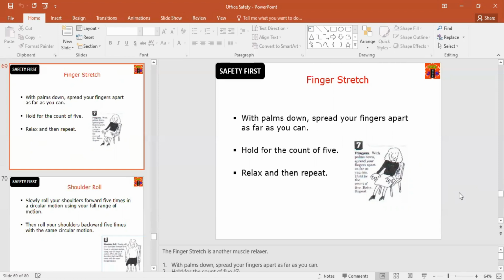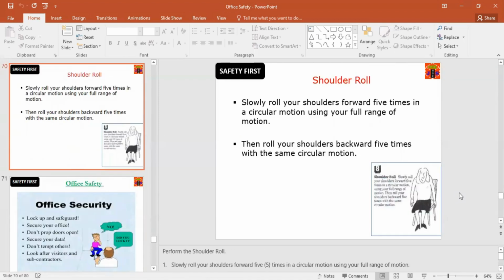Relax and then repeat. This is finger stretching. It is required to keep your fingers workable and to avoid fatigue and pain. What about shoulder? Slowly roll your shoulders forward 5 times in a circular motion using your full range of motion.